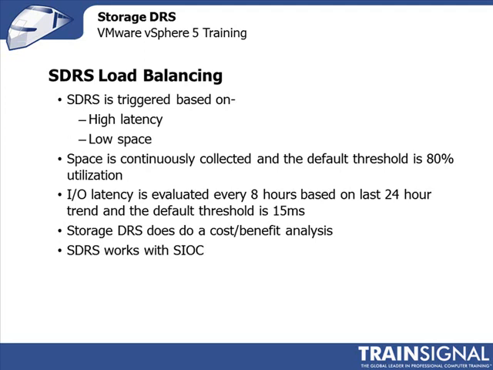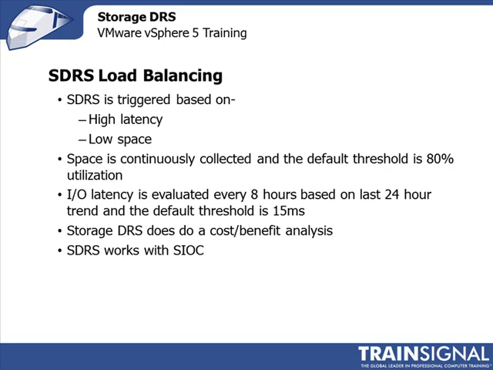So SDRS is triggered based on high latency of a data store and low space on a data store. So these things have to happen for the Storage DRS algorithm to take place to determine if a virtual machine needs to be moved. So the space utilization is continuously collected by vCenter, of course. That's already been happening. But now you have the space utilization metric being used with SDRS. So the default threshold to trigger the SDRS algorithm is 80% utilization. So when the utilization of a data store gets above 80%, then that can trigger the SDRS algorithm.